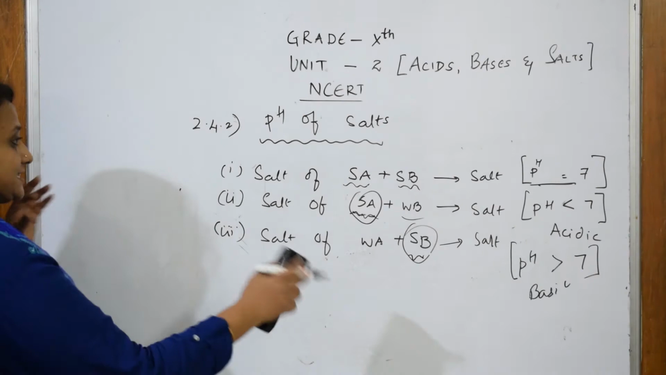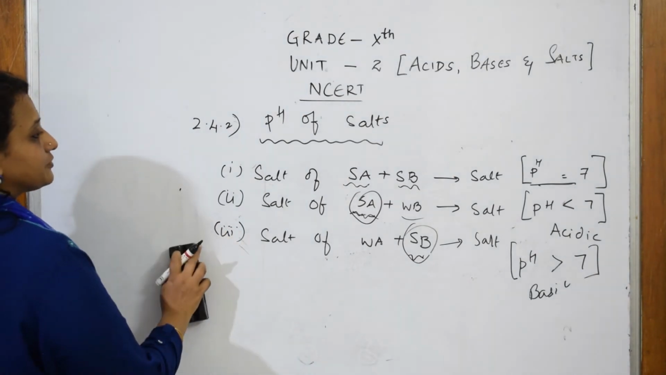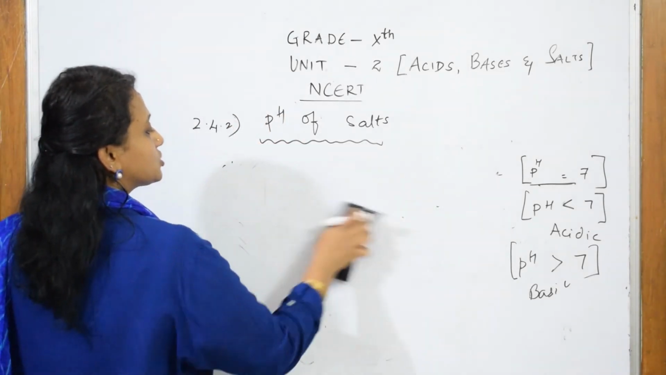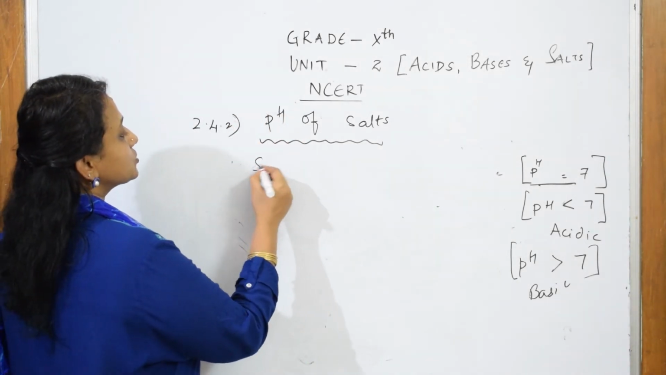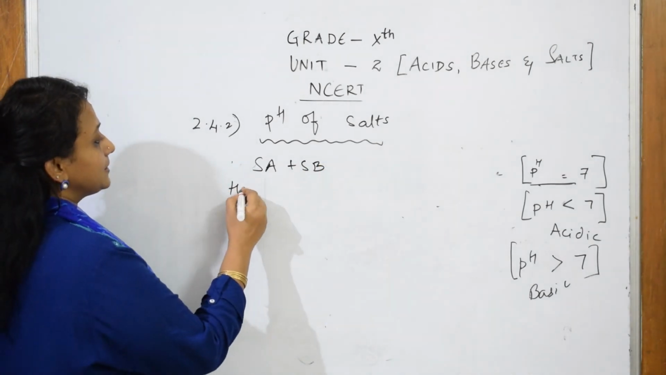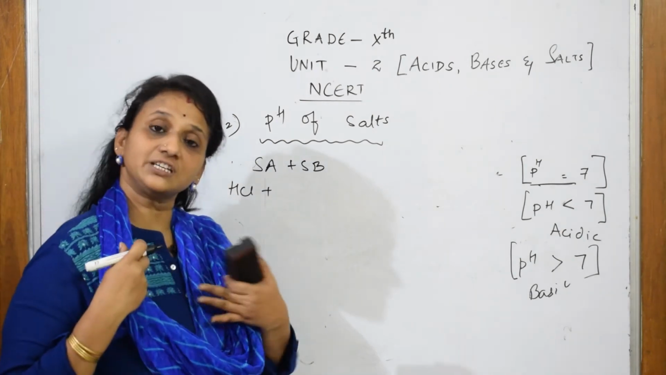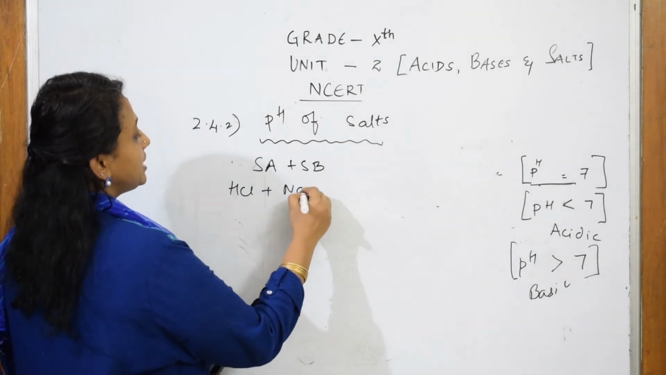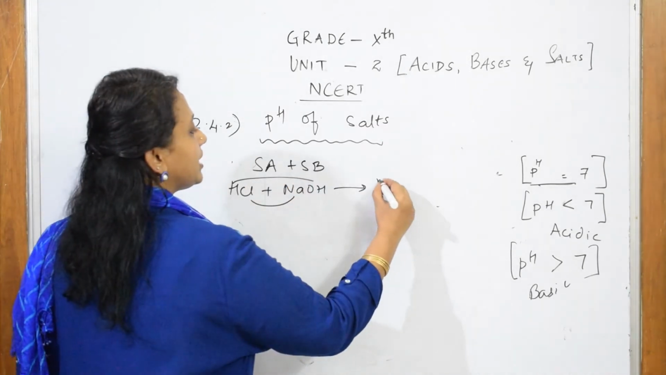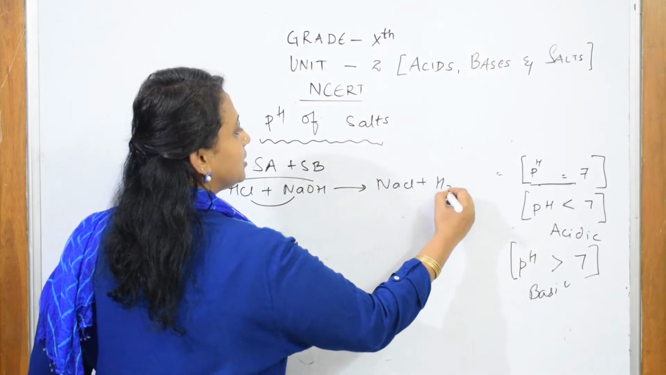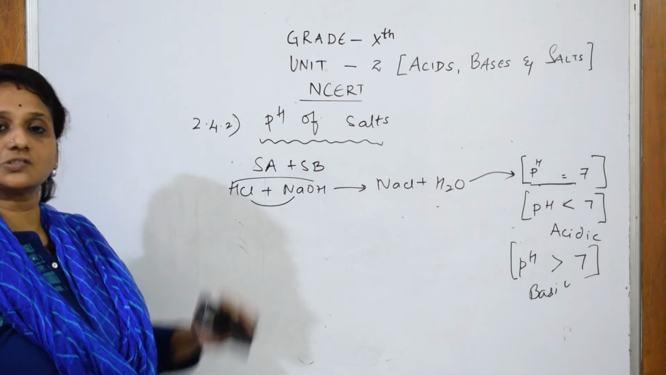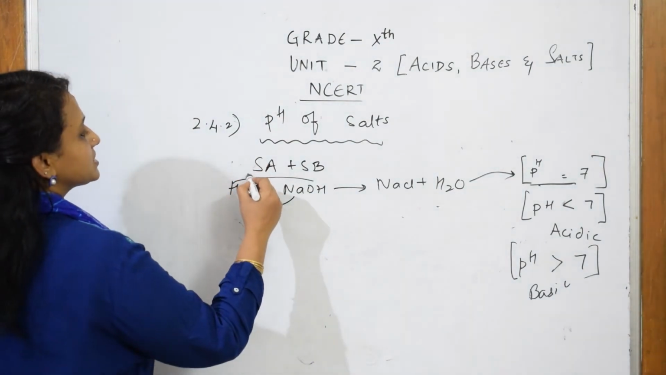Now, let us take an example and see. I know the concept. I'll take a strong acid plus a strong base. What is a strong acid we have seen? HCl. What is a strong base? Sodium hydroxide, NaOH. Together I get NaCl salt plus water. What pH will it be? It will be 7. Why? This is strong and this is also strong in nature. So the first thing is over.